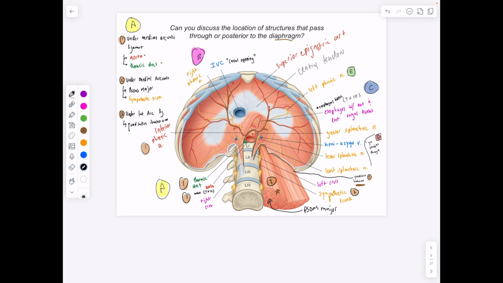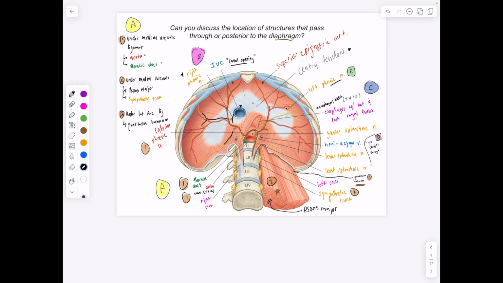All right, then also underneath the diaphragm, we have the caval opening right here, which is where the inferior vena cava comes through. The right phrenic nerve also comes through in this region. You can see that's innervating the right side of the bottom of the diaphragm. Then we have our superior epigastric arteries, which are coming in through the interior part of the diaphragm. We have, again, our central tendon. We have the left phrenic nerve.